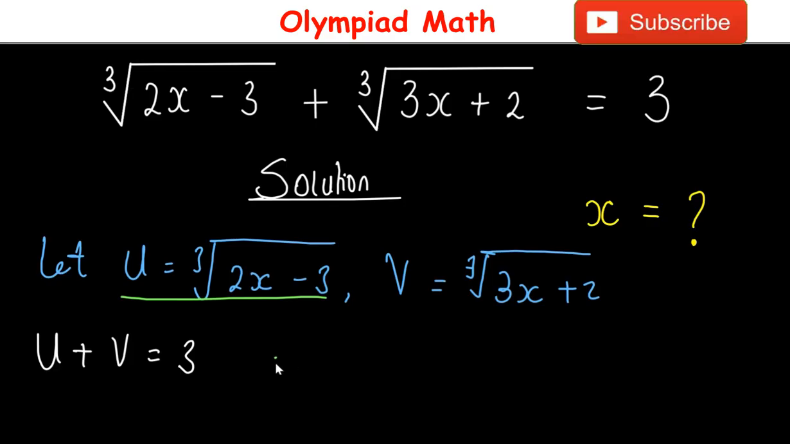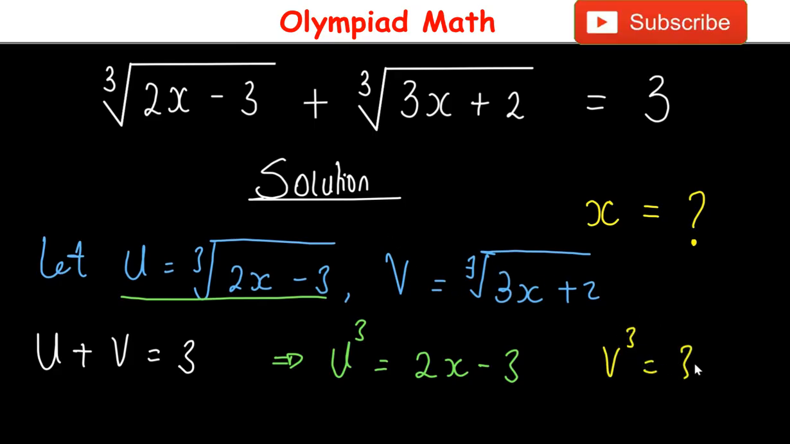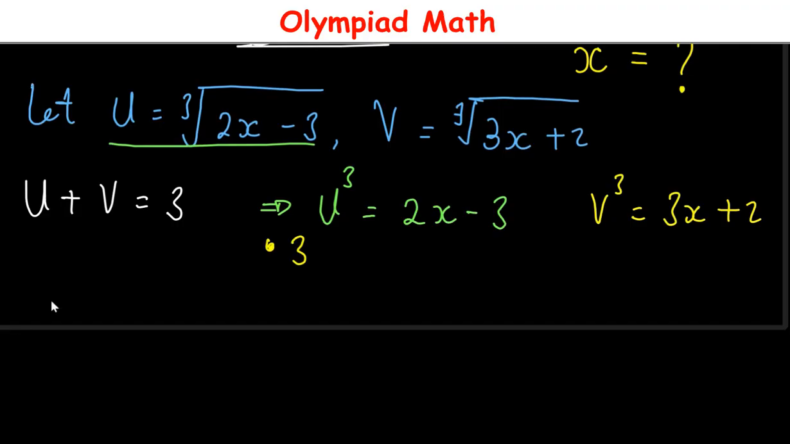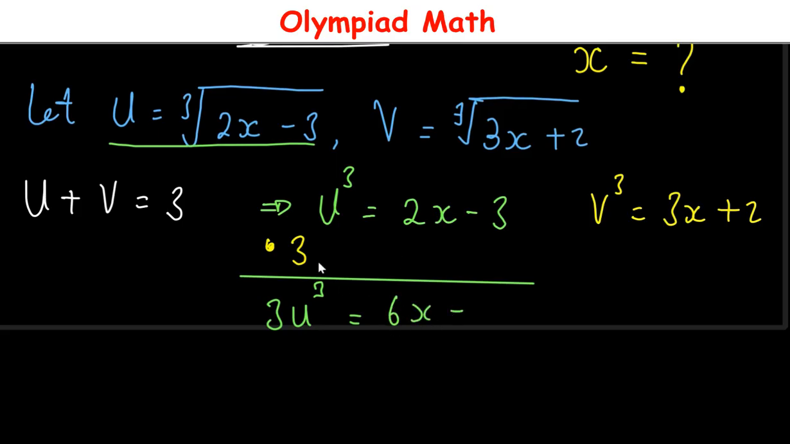If you cube this equation, we're going to have that u cube is equal to 2x minus 3. And in the same vein, if you cube this equation, we have that v cube is equal to 3x plus 2. So with this, we are then going to multiply this by 3. Now, if we multiply this equation by 3, what we are going to have is this. So 3 times u cube is equal to 3u cube is equal to 3 times 2x, 6x, minus 3 times 3 is 9.